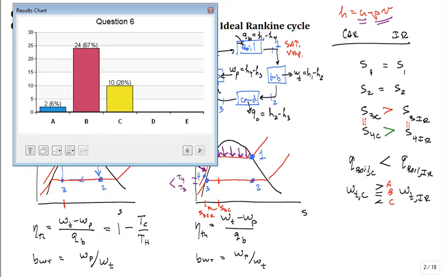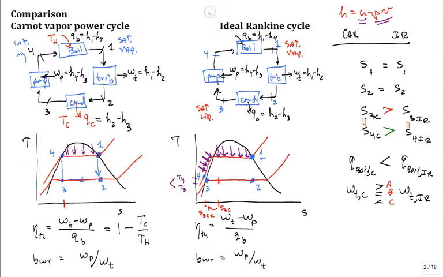And it is the same. The enthalpy at 1, we agreed, as a class, was the same between Carnot and ideal Rankine, and the enthalpy at 2 was the same for the class. And so if the enthalpy change is the same, then the work out of the turbine is the same. So answer B was the correct answer.